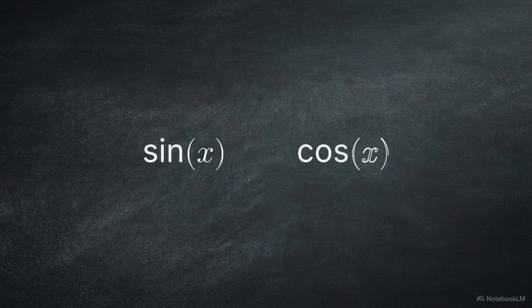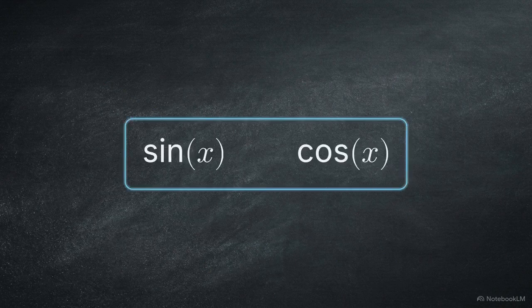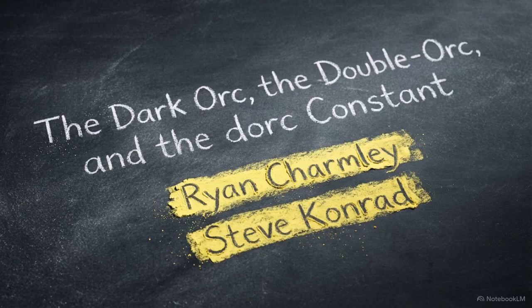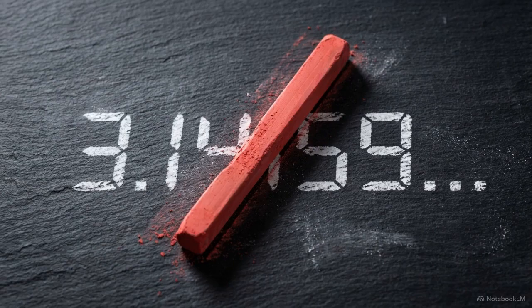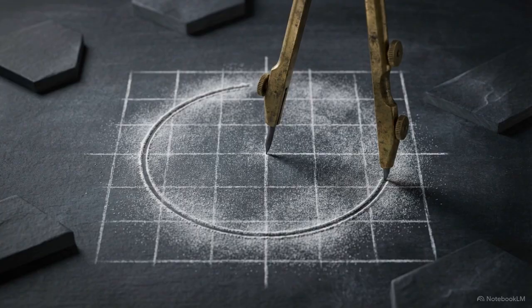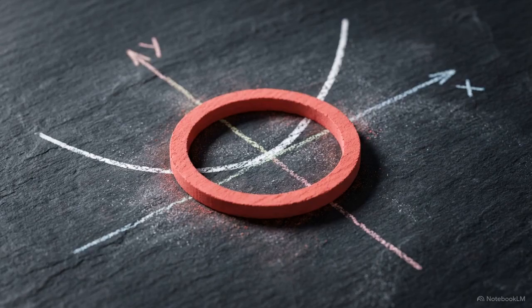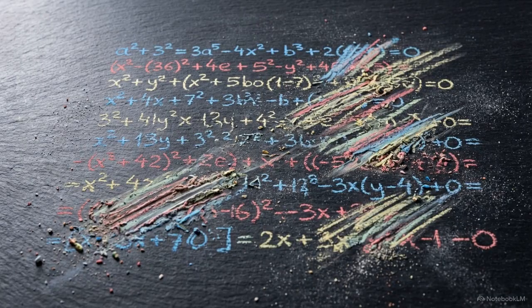A transcendental equation is one that contains non-algebraic functions, like sine or cosine, making it resistant to standard algebraic solving. A 2026 paper by mathematicians Charmley and Steve Konrad exposes exactly why this gap between estimation and physical reality matters. Their work bypasses floating-point approximation entirely. They use classical analytical techniques to prove the exact physical reality behind incredibly stubborn equations.